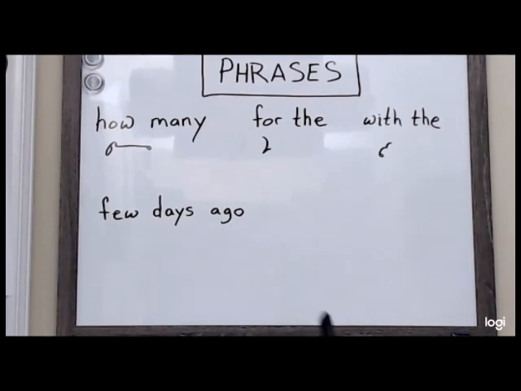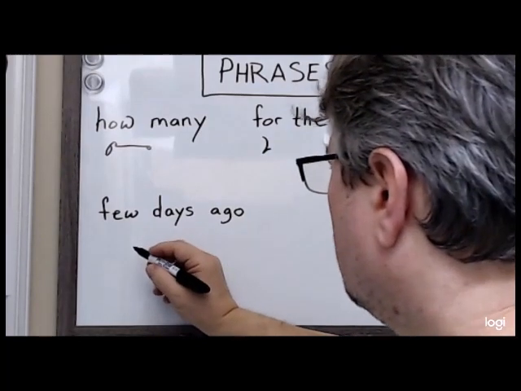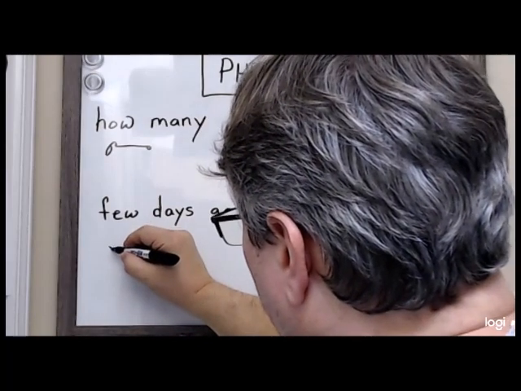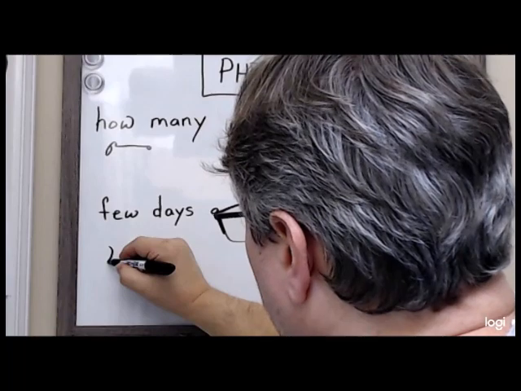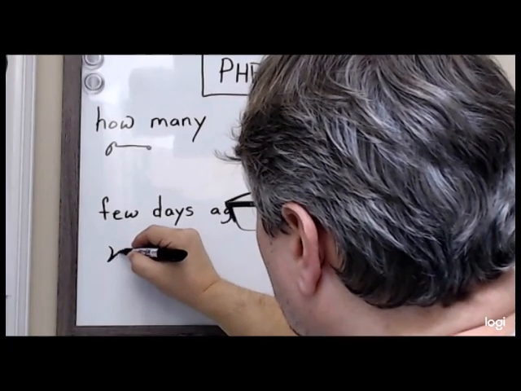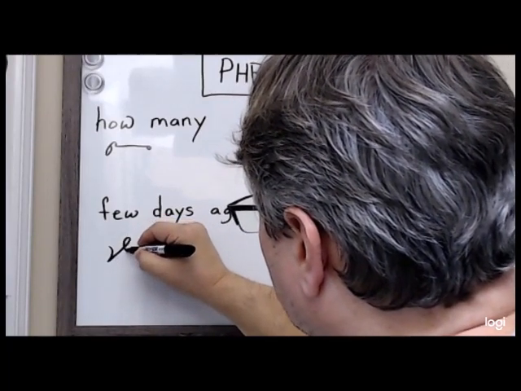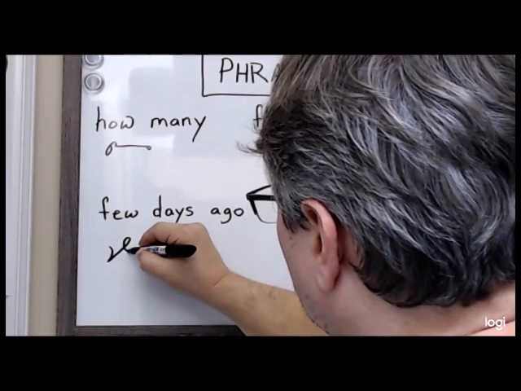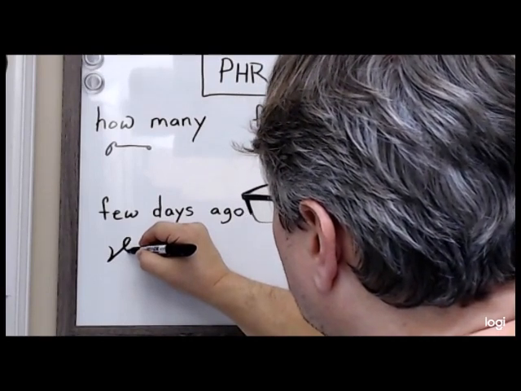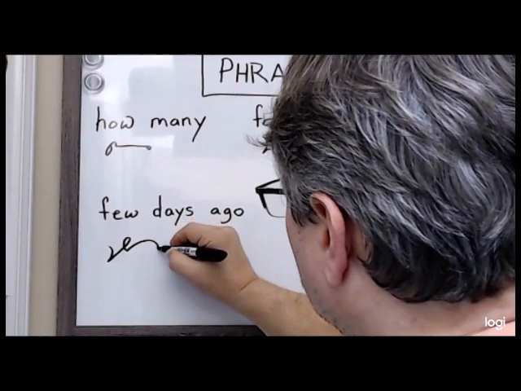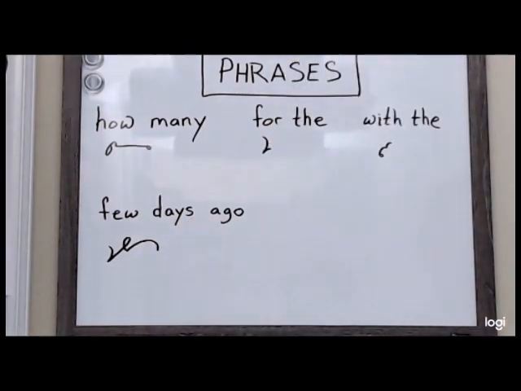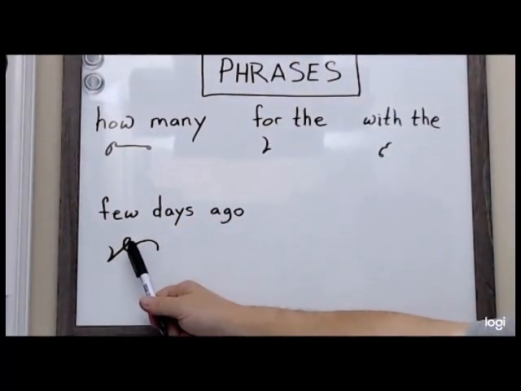A few days ago, and here is where it gets very interesting, and within the context of the sentence you can tell what this is. So for the word few, we're just going to write the letter F. Days, we're going to write out DAS. But then the word for ago, we're just going to write the letter G. Few days ago.